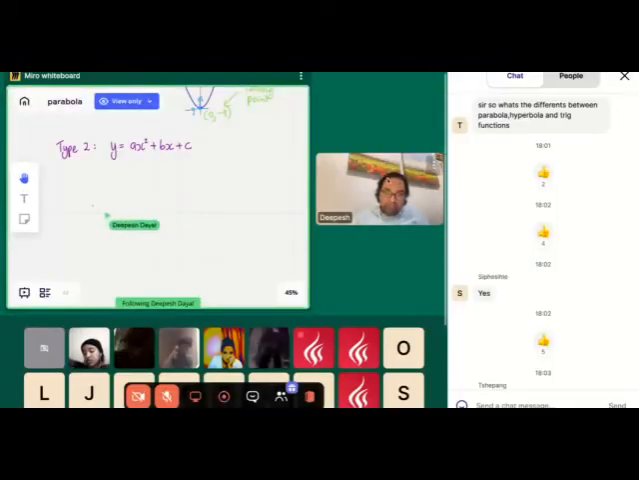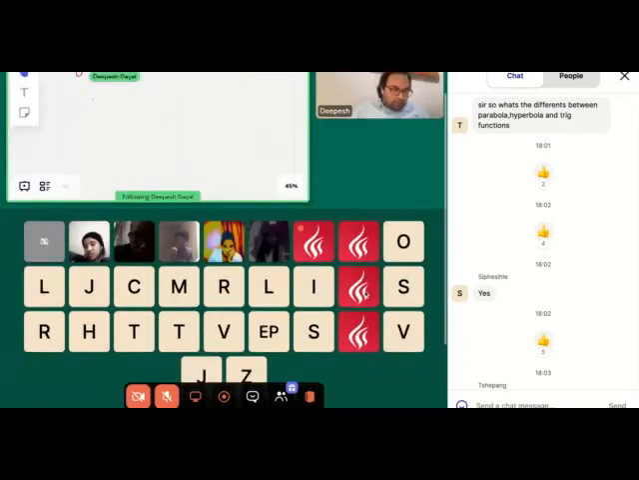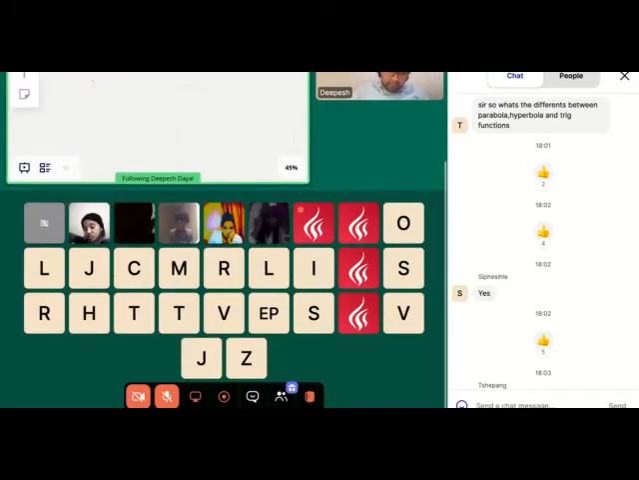Let's write the equation down. The equation is y equals x squared minus 2x minus 8. So y is equal to x squared minus 2x minus 8.